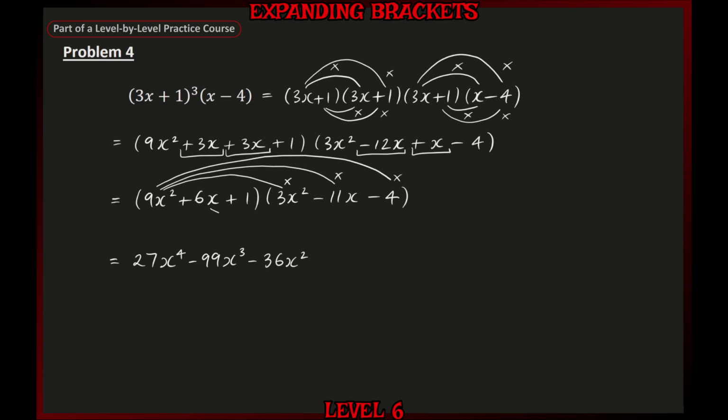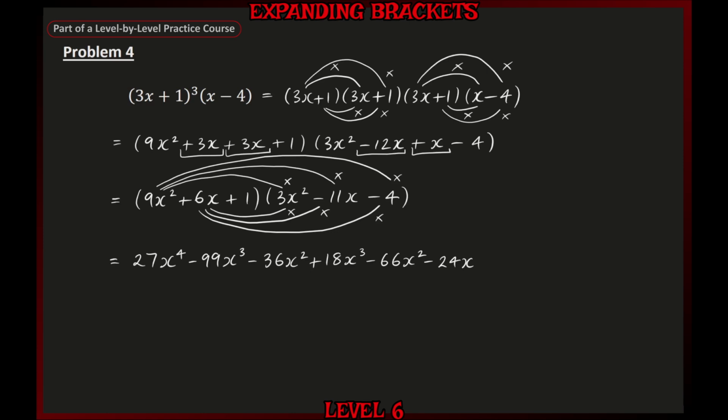Moving on to the 6x, we have 6x multiplied by 3x squared. Well, 6 times 3 is 18, and x times x is x cubed, so we have 18x cubed. 6x multiplied by minus 11x. 6 times minus 11 is minus 66, and x times x is x squared. Finally, 6 multiplied by minus 4 gives us minus 24x.